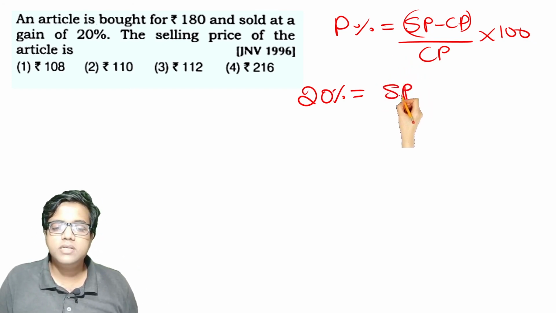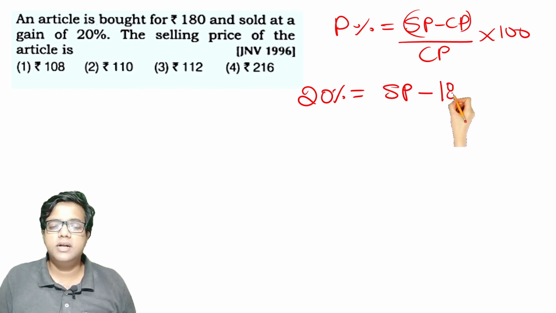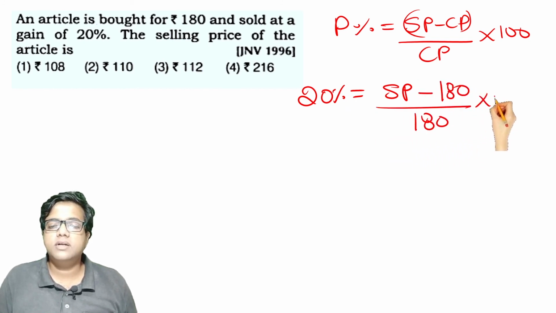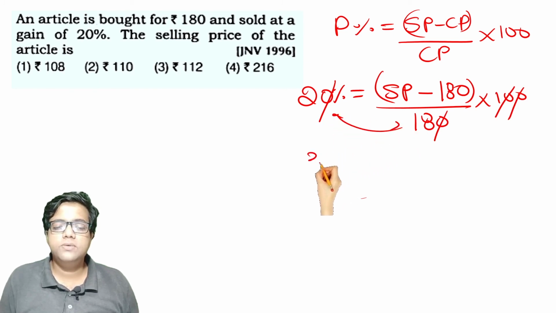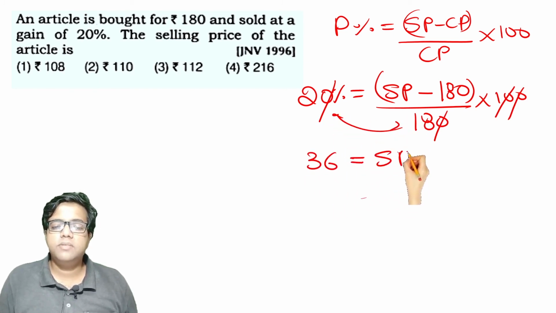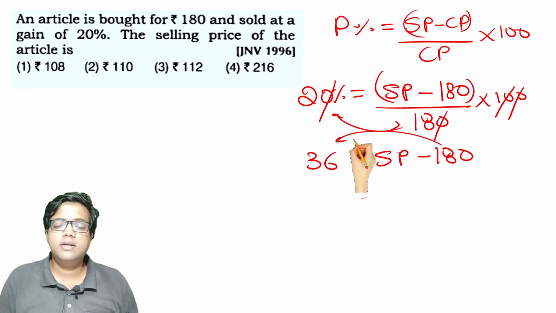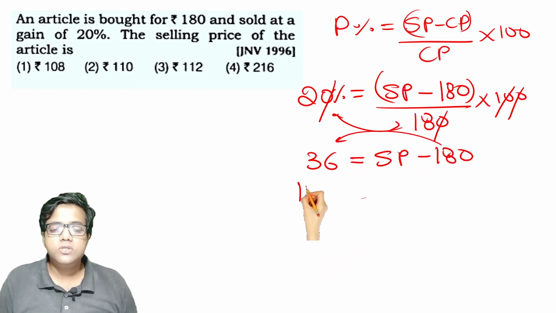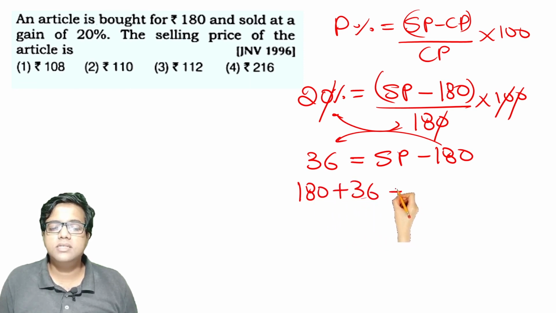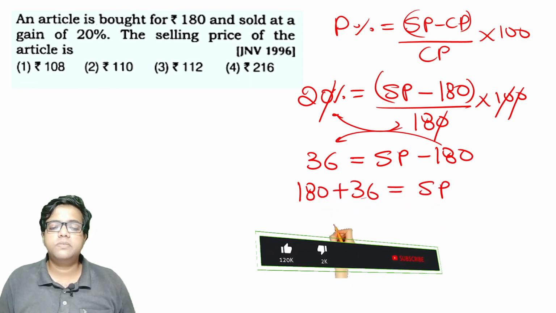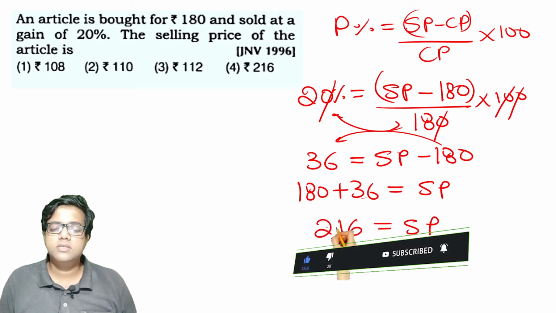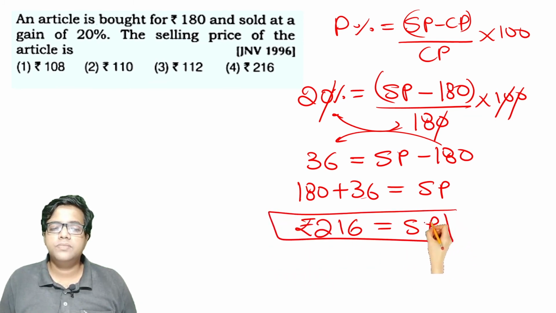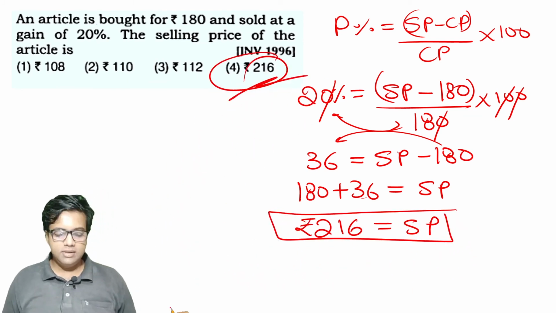We need to find the selling price. I will call the selling price SP. So 20 is equal to SP minus 180 by 180, and we need to multiply it with 100. 10 goes away, this zero also goes away. 18 twos are 36 is equal to selling price minus 180. 180 will cross over to the left hand side, so it becomes positive. 180 plus 36 is equal to selling price. So this becomes 216. Rupees 216 is the selling price of the article. Option 4 is the right answer.